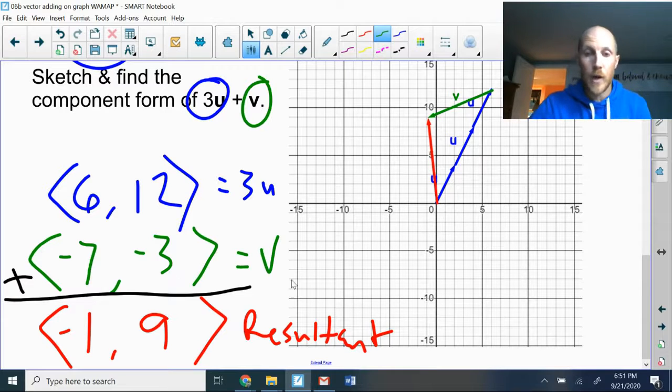Okay, so look, if I look at the graph, this red resultant vector I just graphed goes left 1 space and up 9, negative 1, 9. Blam, just like that. Awesome.